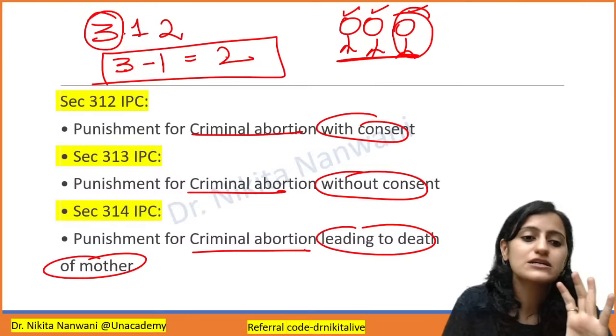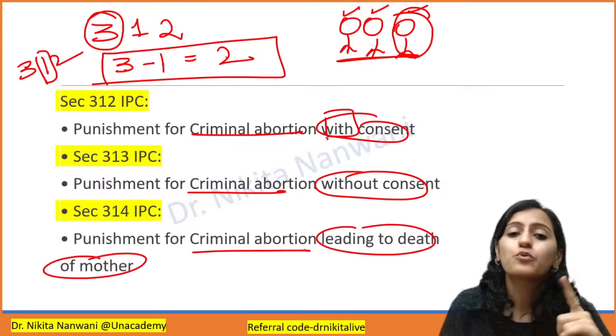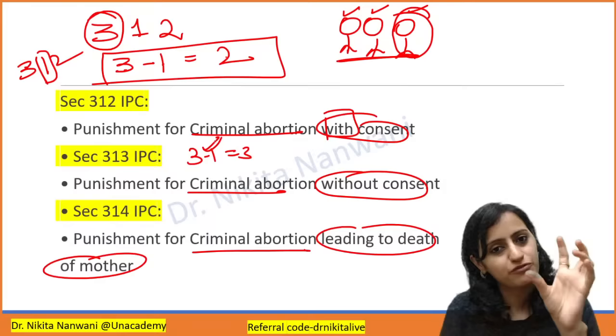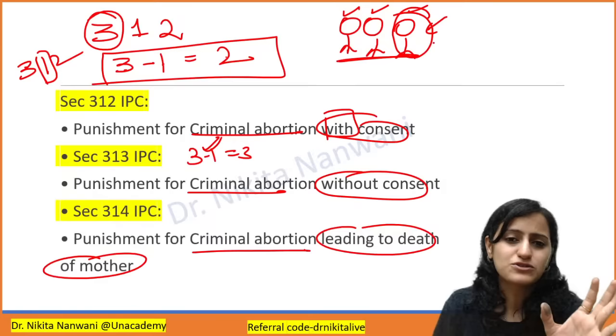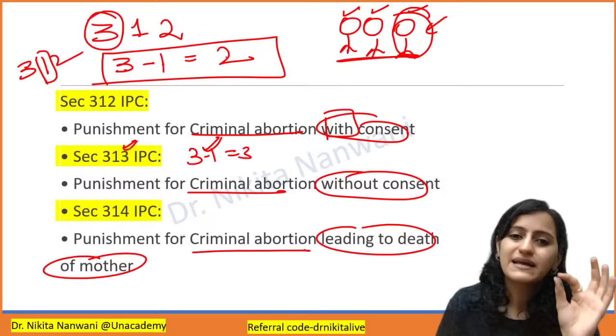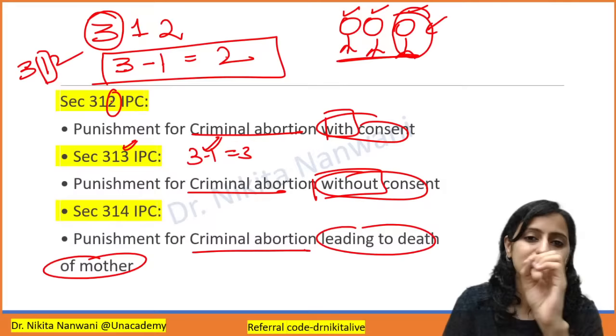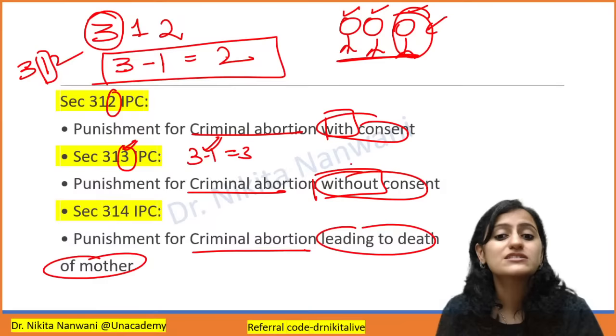So 3, 1, 2, you have removed this one. So 3, 1, 2, this is with consent. 3, 1, 3, that is you are trying to subtract this one from this family of 3. But the mother is like, no, no, please don't do the abortion. I want the family of 3 only. So it remains 3. So 3, 1, 3 is without consent. 3, 1, 2, mother ne consent de diya. 3 minus 1, 2 ho gaya. 3, 1, 3, mother does not want to do, so it remains 3. So it is without consent.